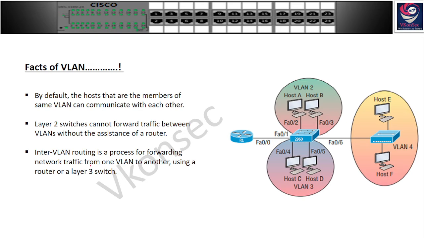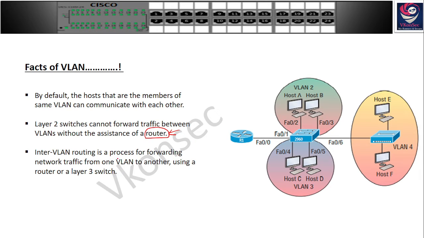Next, a layer 2 switch cannot forward traffic between VLANs without the assistance of a router. They can transfer the packet, they can transfer the traffic from one VLAN to another, that is possible, but it needs a router or layer 3 switch. So you need router assistance, and if you have layer 3, meaning routing capability should be there, then only it is possible to communicate.